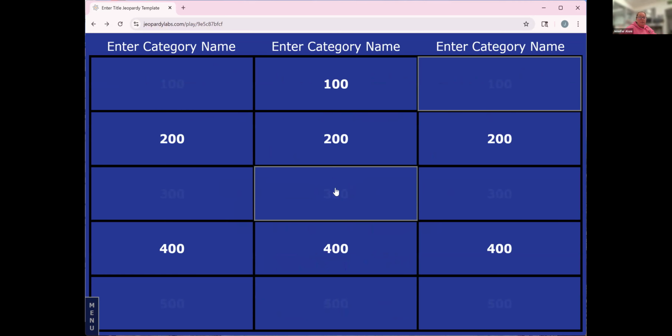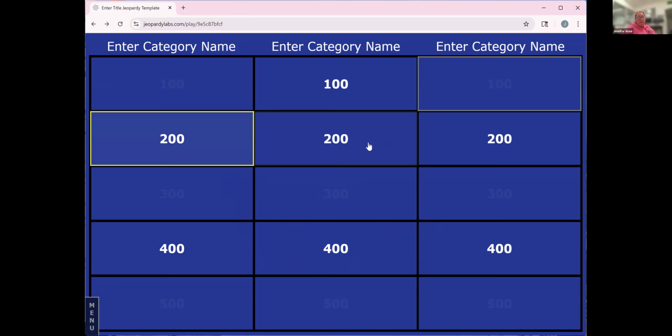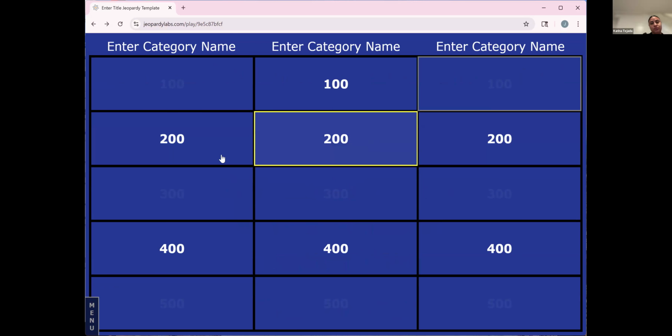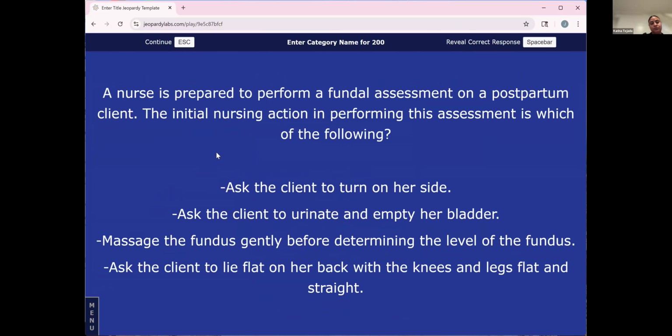All right. What else do we want? First row, 200. Which one? Left, right, middle? The first row. Nurse is preparing a fundal assessment on a postpartum client. What do we ask them to do first? Urinate. What do we do first? Urinate first.